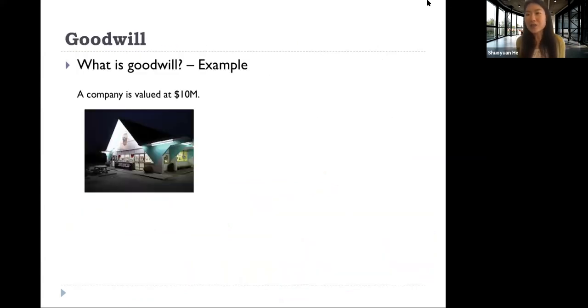So what is goodwill? Let's look at an example here. This is an ice cream shop in Urbana-Champaign where I went to school. It's a very popular ice cream shop. I suppose this ice cream shop is valued at $10 million.